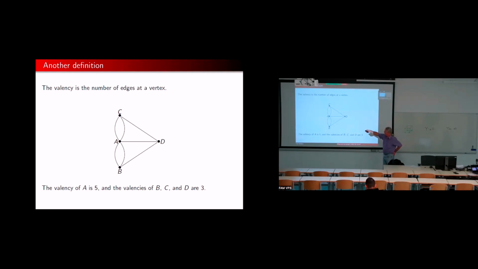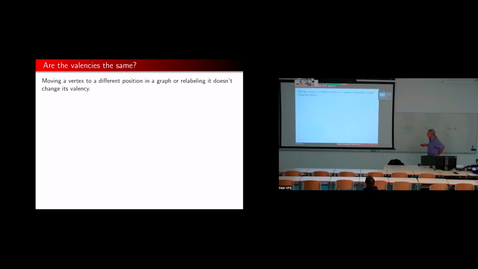Let's start with C. There's 1, 2, 3 edges there. With D, there's 1, 2, 3 edges there. With B, there's 1, 2, 3 edges there. With A, it's a little different. There's 1, 2, 3, 4, 5 edges there. Okay. Now, if you think about the valency, if you move a vertex around in your drawing, if you relabel it, that's not going to change the number of edges at that vertex.